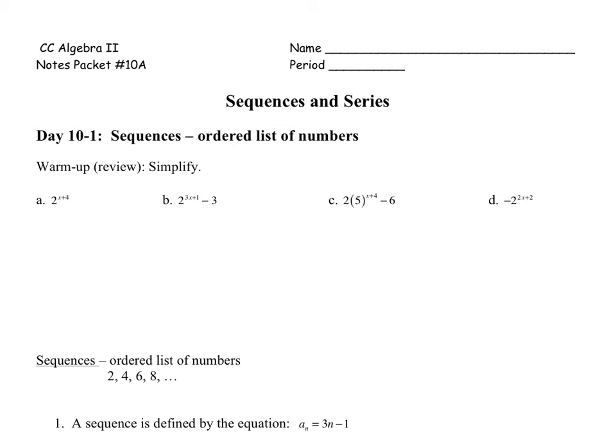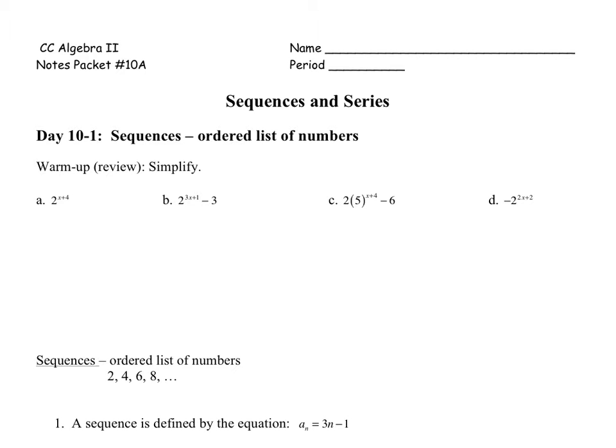Today we're going to start Unit 10, and it says no packet number 10A for a reason, because we're only going to get half of Unit 10 done before break, and then the other part of Unit 10 will finish after break. But before we actually get into Unit 10, which is sequence and series, we're going to do a little review on some exponent rules when there are variables in the exponent. And I noticed that some people are still having problems with that, so I thought this would be a good time to go over it.